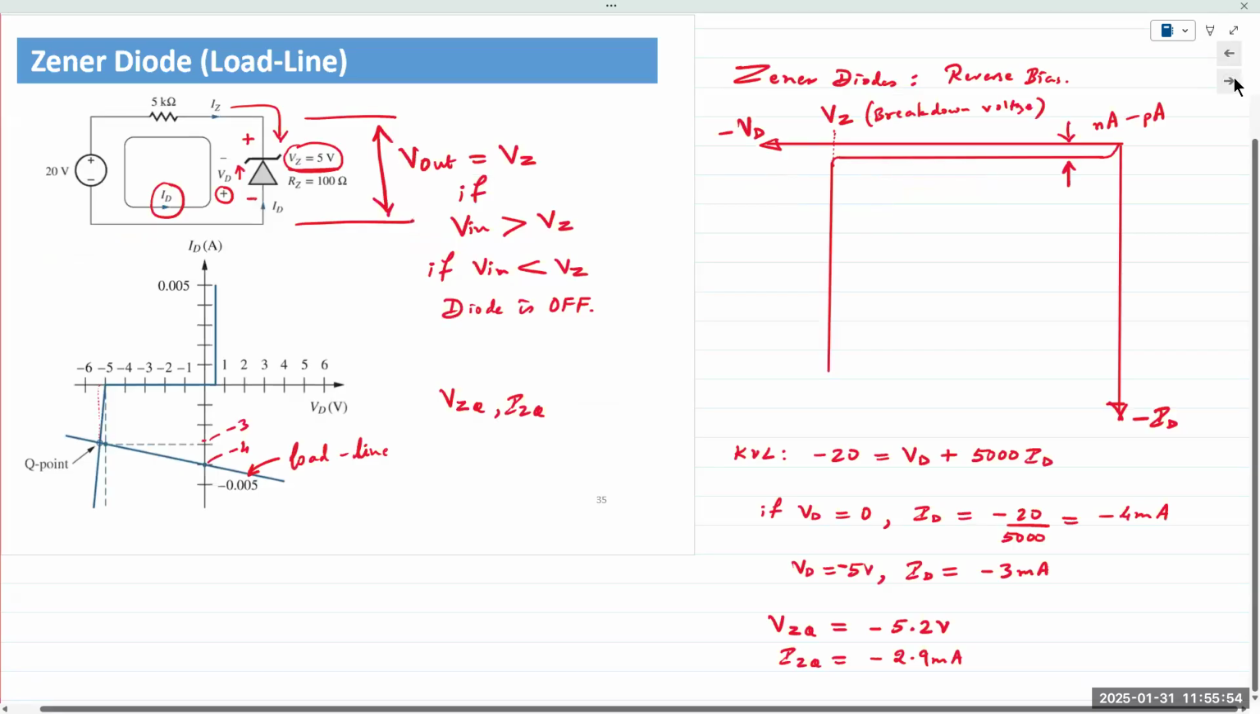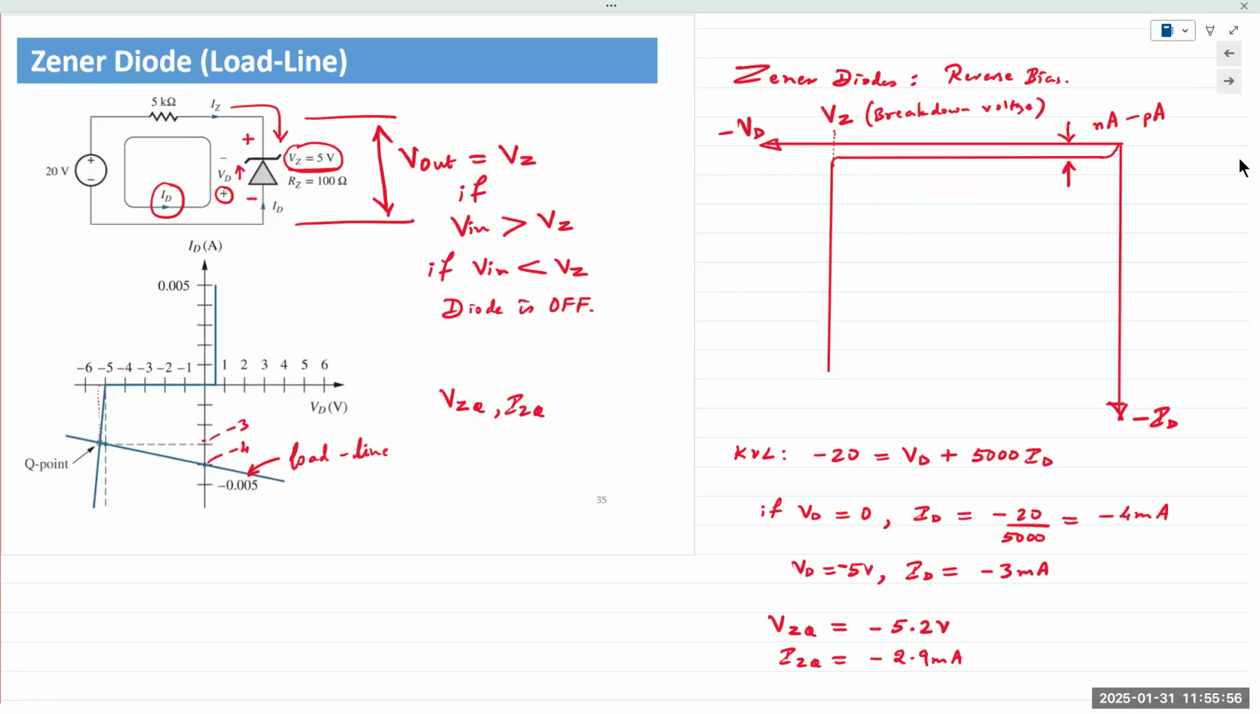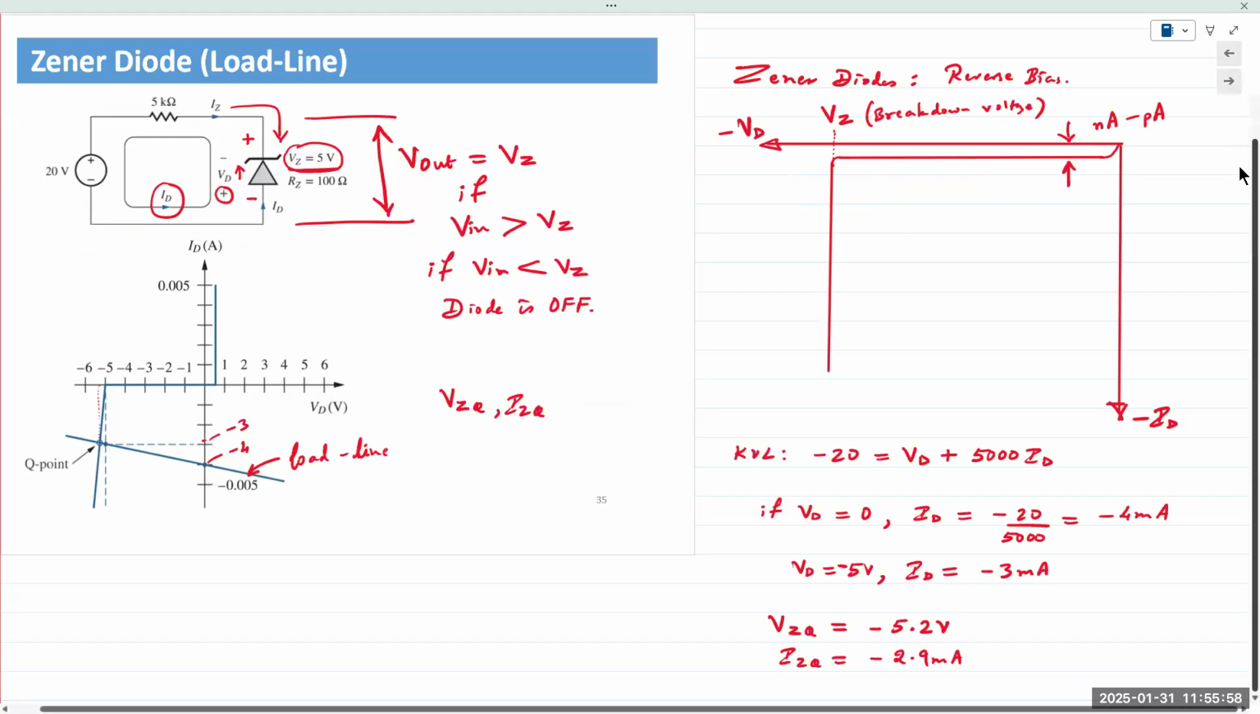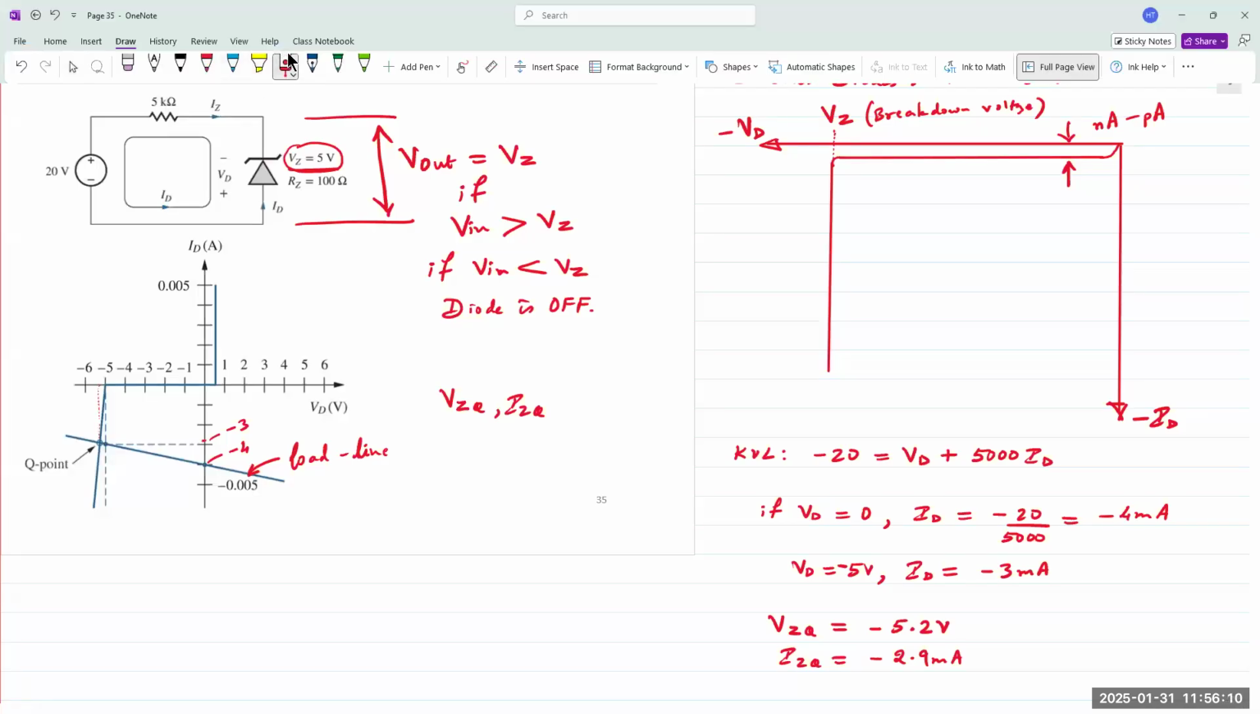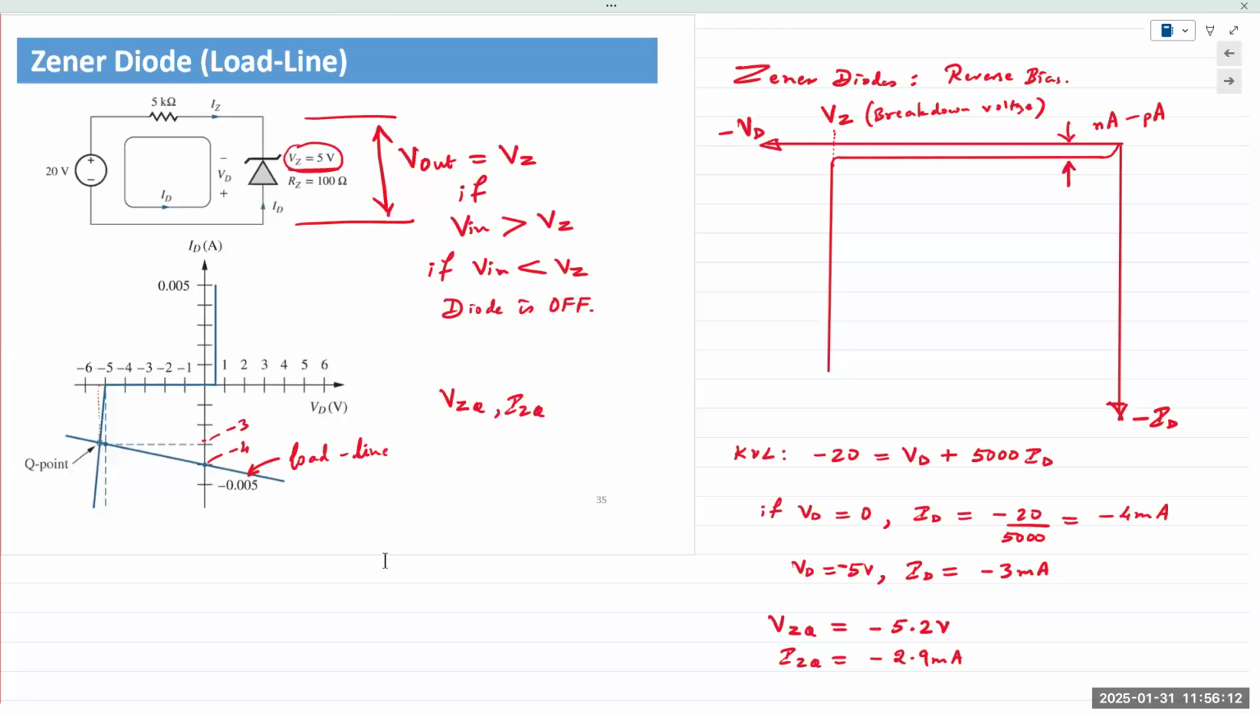Zener diode. Okay, so there's not enough time to go through the problem, but I want to just go over some of the basics here. If you notice the polarity of these voltages, this is a Zener diode circuit, right? So we're analyzing the Zener diode and determining the Q point using the load line analysis.